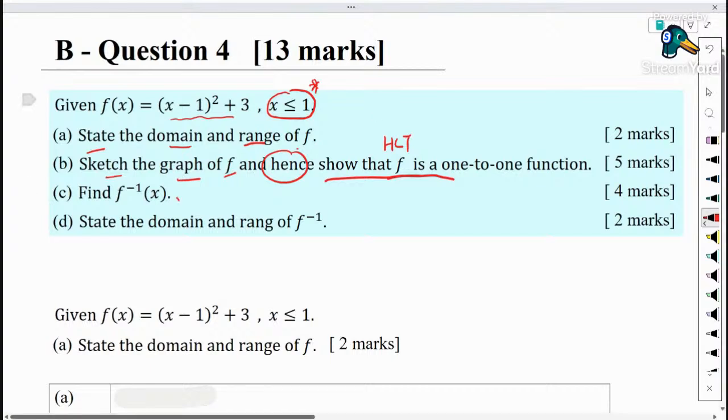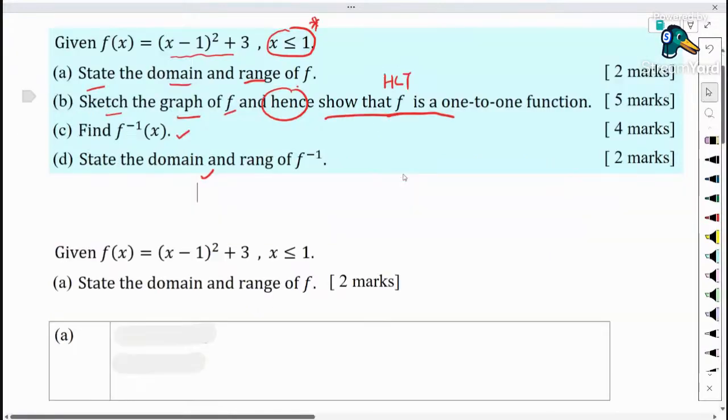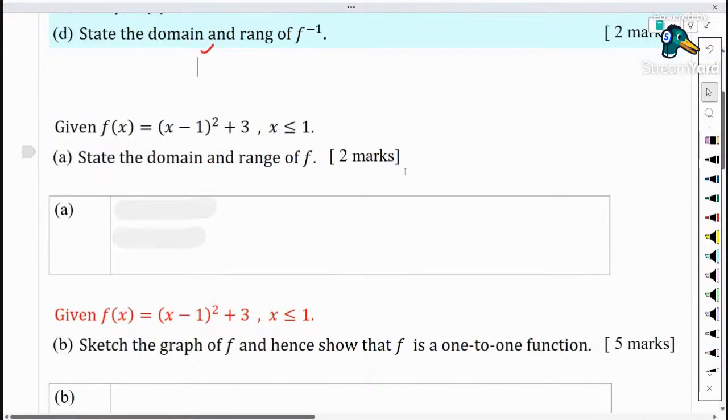Then next, find the inverse, and state the domain and range for the inverse. So this is what we are required to do in question 4. And now let us try to solve the questions here. Okay, so let's see. State the domain and range for function f.